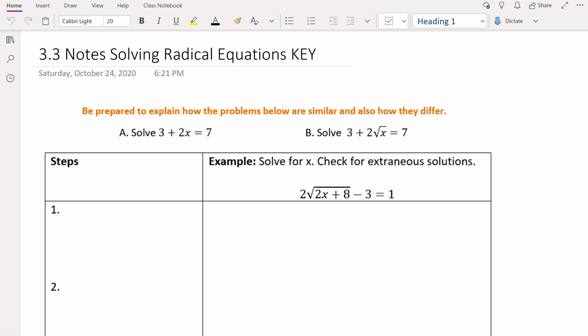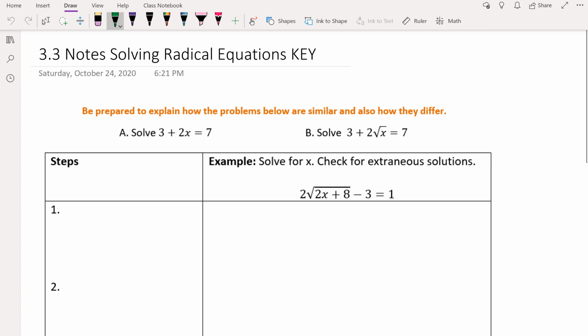All right, y'all, today's notes are going to be on solving radical equations. So make sure you get the notes title in your notebooks, 3.3 notes, solving radical equations. And we are going to start right here with this orange text. Be prepared to explain how the problems below are similar and also how they differ.